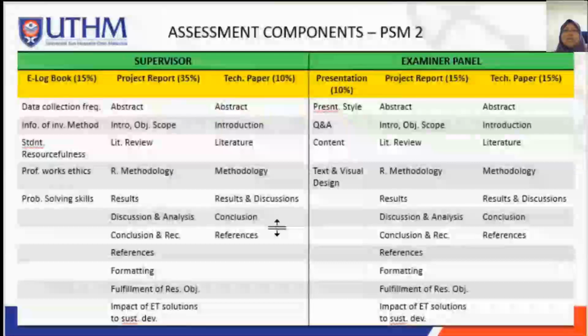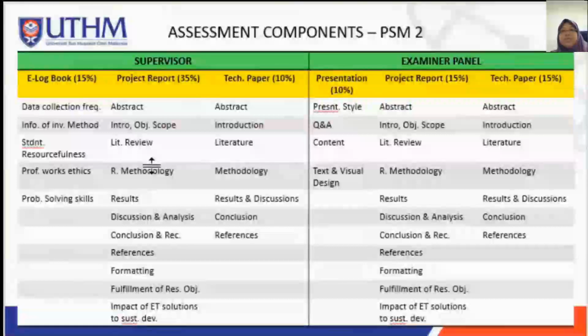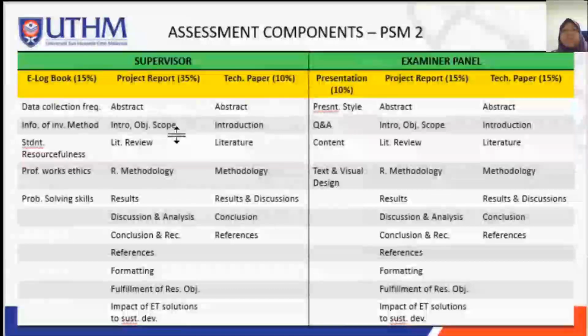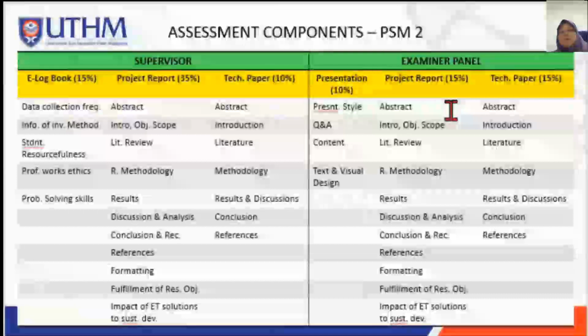For PSM2, as you can see here, same as PSM1, supervisor will assess PSM2 for 60%, whereas panel will assess for 40%. However, there are differences in the percentage breakdown. So supervisor will assess 15% for your e-logbook from the system, 35% for the project report, and 10% for the technical paper. Panel will assess 10% during your presentation session, and then 15% for your thesis, and 15% for your technical paper.